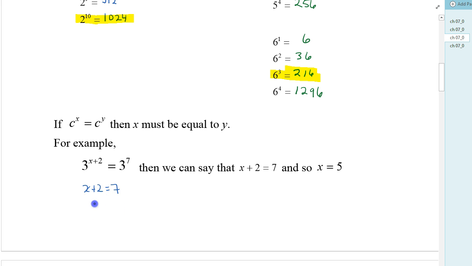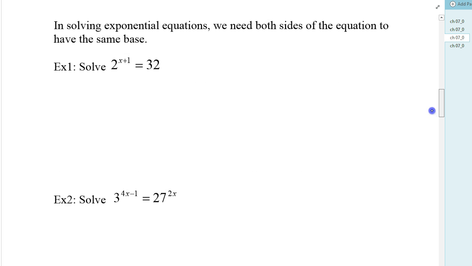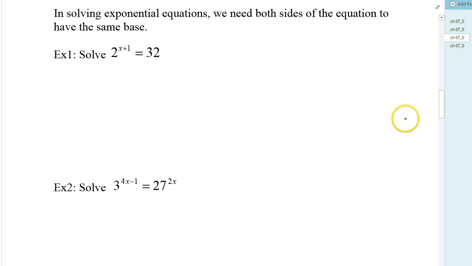And then if we subtract 2 from both sides, then we know that x is equal to 5. And if we plug it back in there, we're going to get 3 to the power of 7 is equal to 3 to the power of 7, so it works. Even without having to know what 3 to the power of 7 is, we can still solve for x. So let's do the examples on the next page.